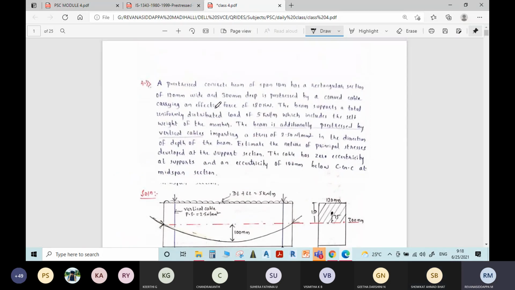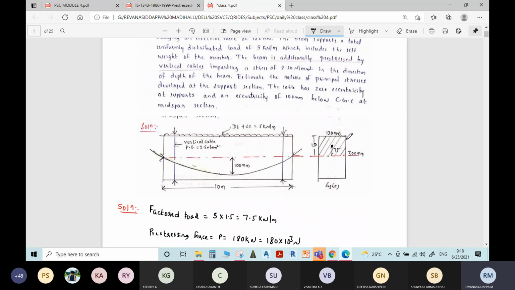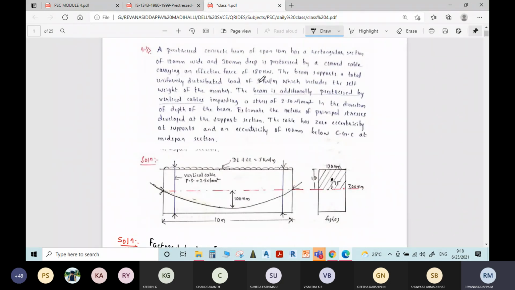Okay. See, the beam dimensions are given. The beam has a 10 meter span and cross section 120 by 300. The beam is acted upon by a UDL of 5 kN per meter. That is also mentioned. The beam is additionally pre-stressed by vertical cables imparting a stress of 2.5 newton per mm square. There is additional pre-stressing steel given in the vertical direction, and the nature of the cable is given. The profile of the cable is also given. The cable has zero eccentricity at supports and 100 mm below the CG at mid span. Very simple thing. All the data is common with that of the previous problem.